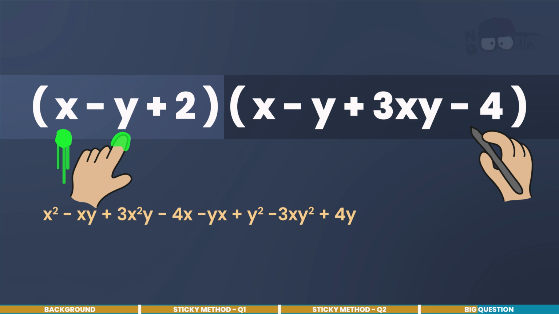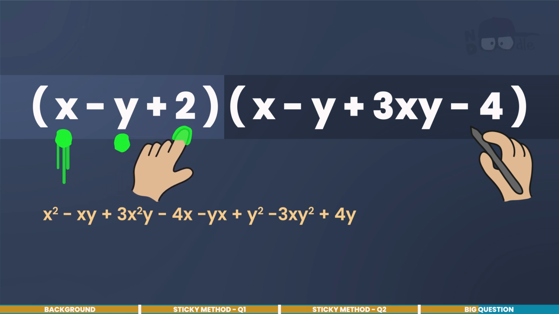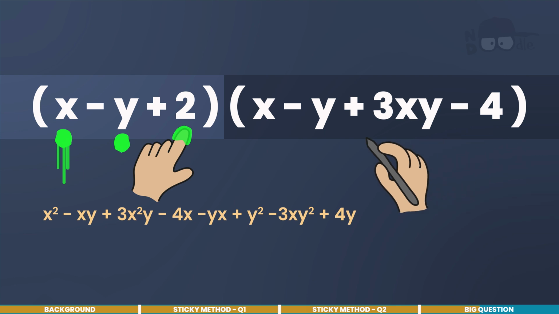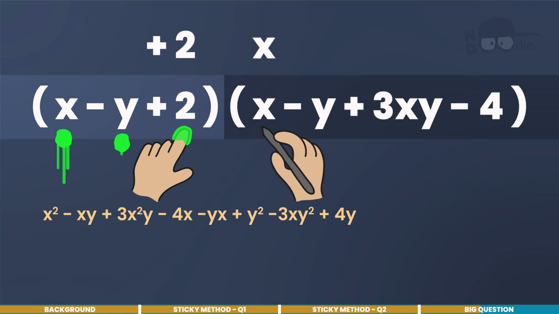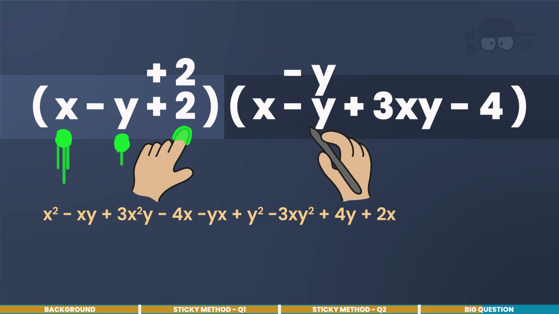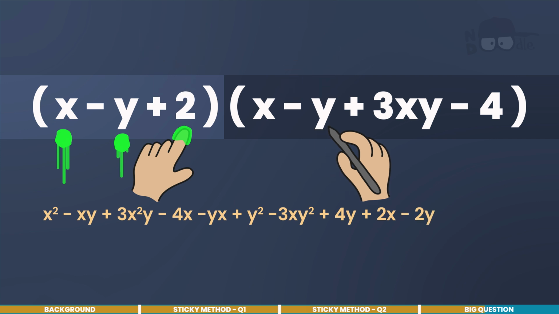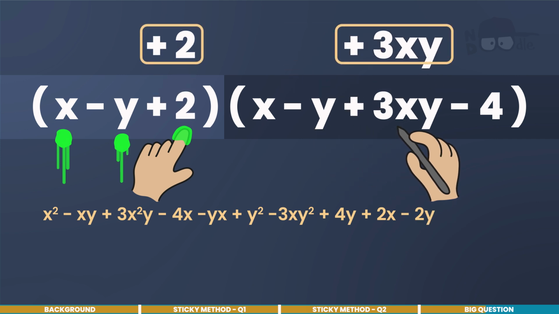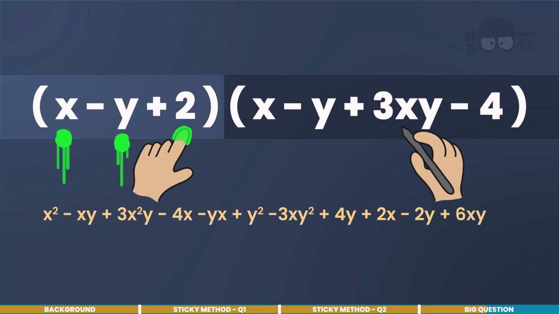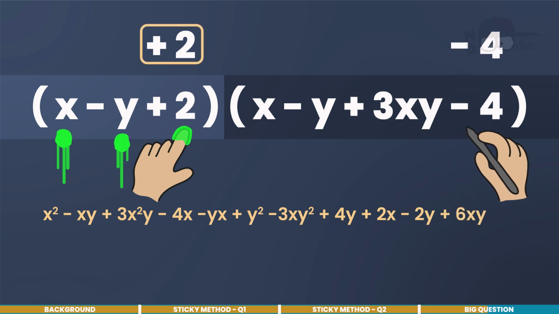We now move our sticky finger one final time. It's now resting on plus 2. Going through the right chunk again, we have 2 times x, which is 2x. Then we have 2 times minus y, which is minus 2y. 2 times 3xy becomes 6xy. And finally, 2 times minus 4 is minus 8. We're at the end of the right chunk now, and there's nowhere else for our sticky finger to go, so we have our initial answer.